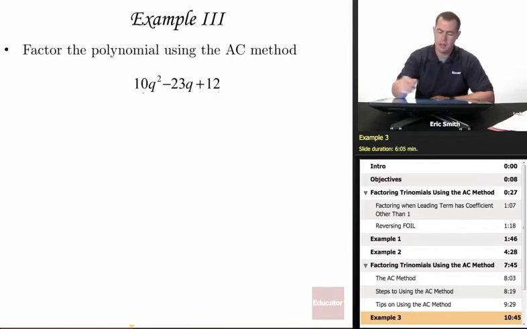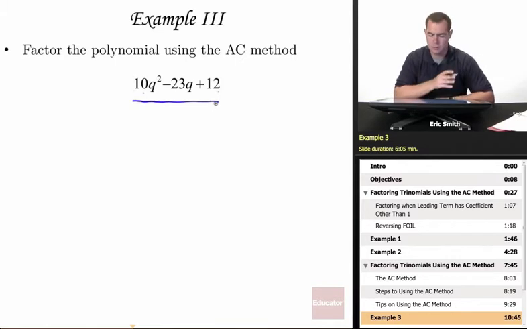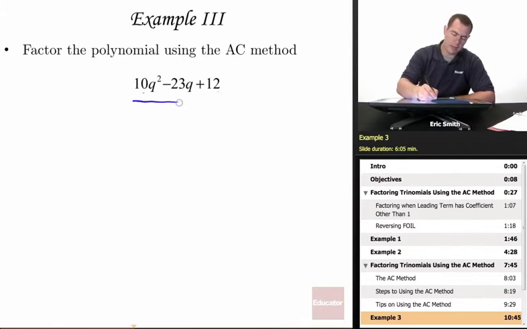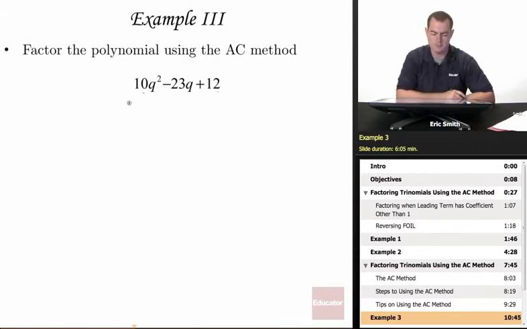In step 1, check all of your numbers to see if they have a common factor. So I got 10, 23, and 12. Looks like they don't have anything in common. That unfortunately means I can't pull anything out and make the number smaller. So on to step 2.